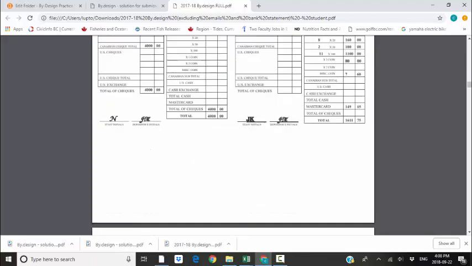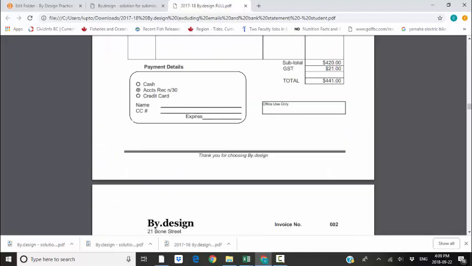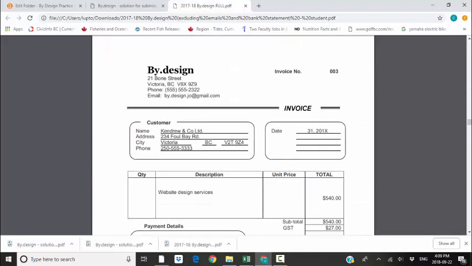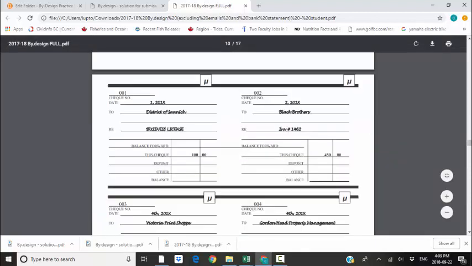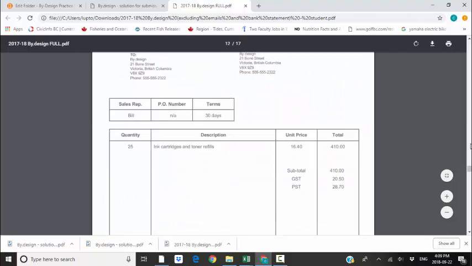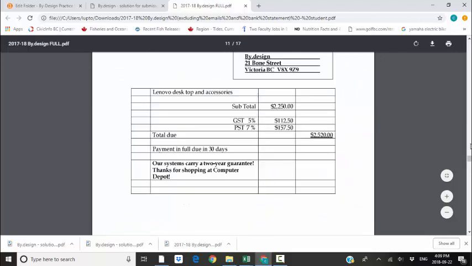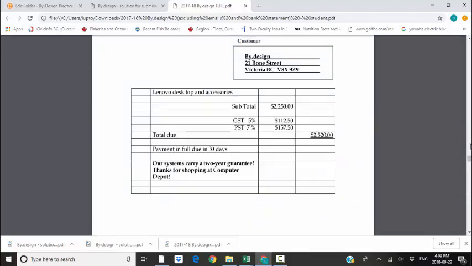Down, down, down, not that one, not that one, not that one. Oh, okay, so here's a good one.